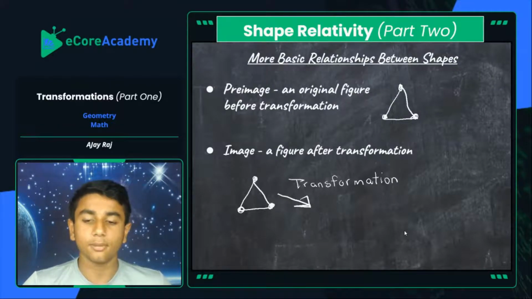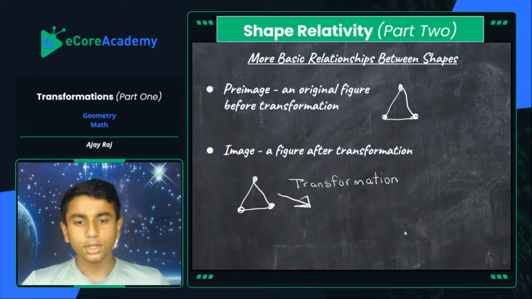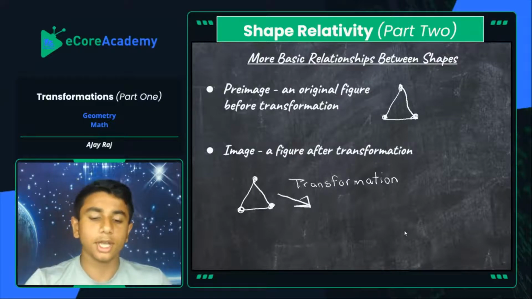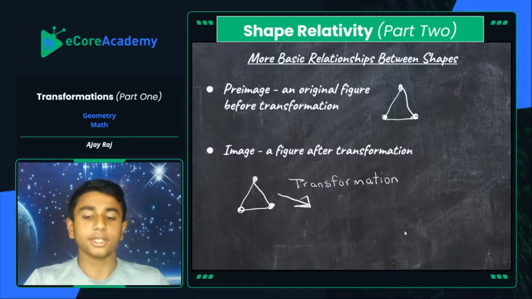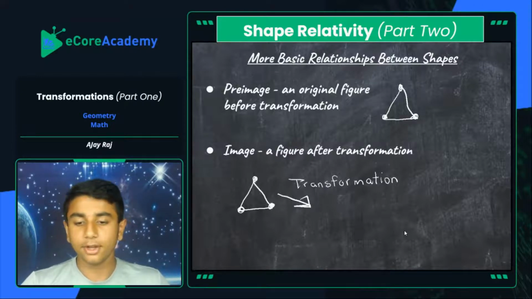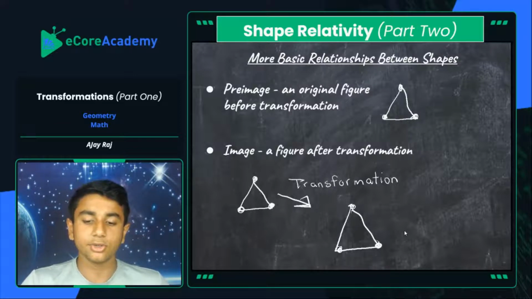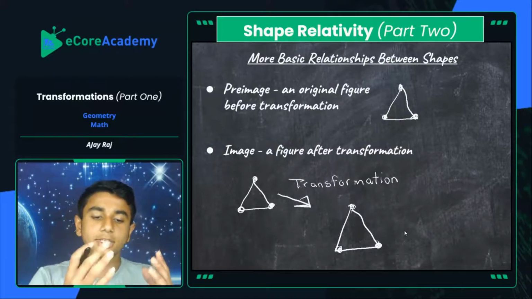It's the kind of factory part of this whole relationship, the process. And then finally, you're given your image, which is some sort of altered shape. It could be in a different location, or it might be a bit bigger. The pre-image is the original copy. The transformation changes this original copy in some manner, and you get your image, which is basically the output. So it's input, process, and then output.